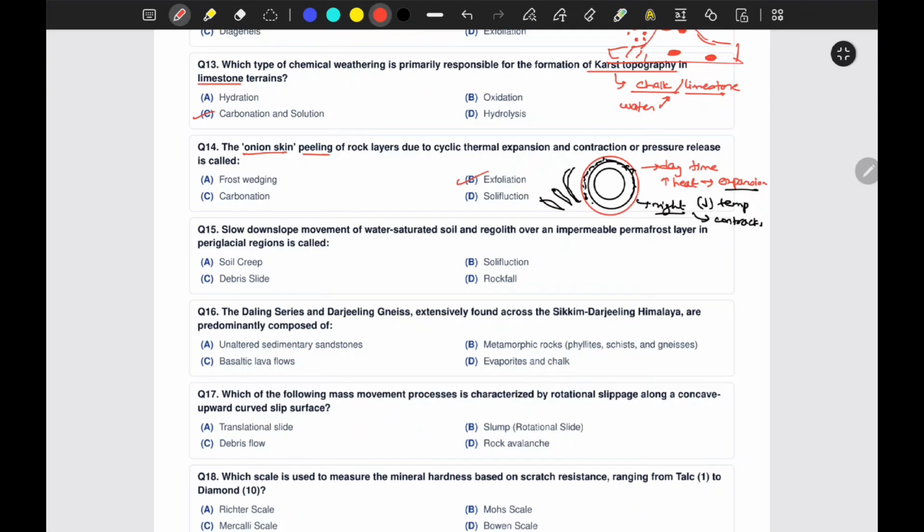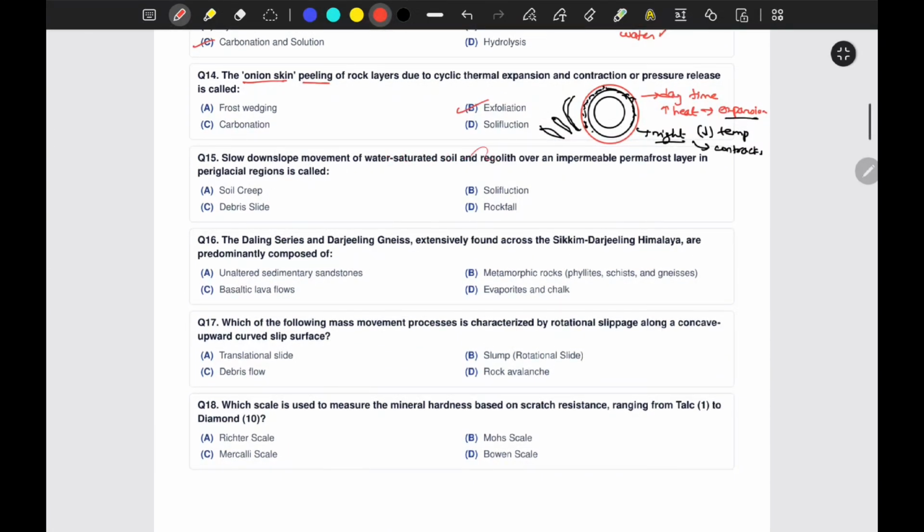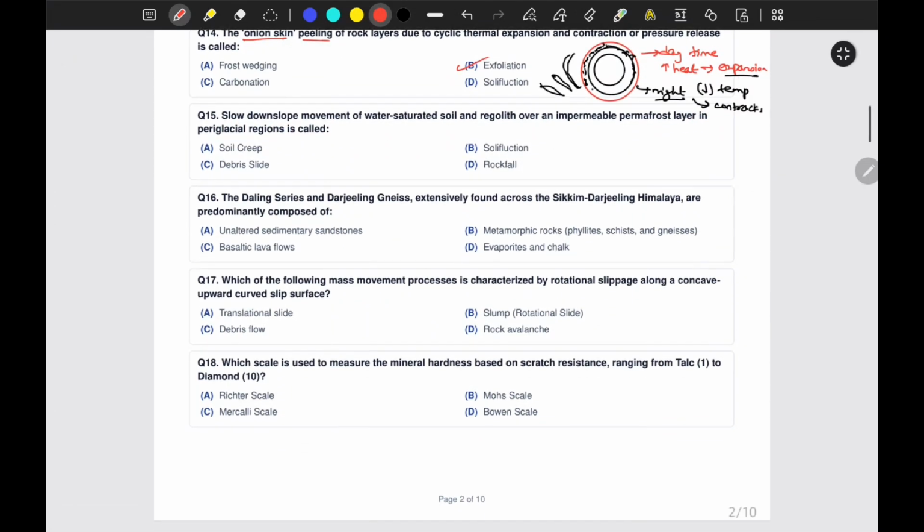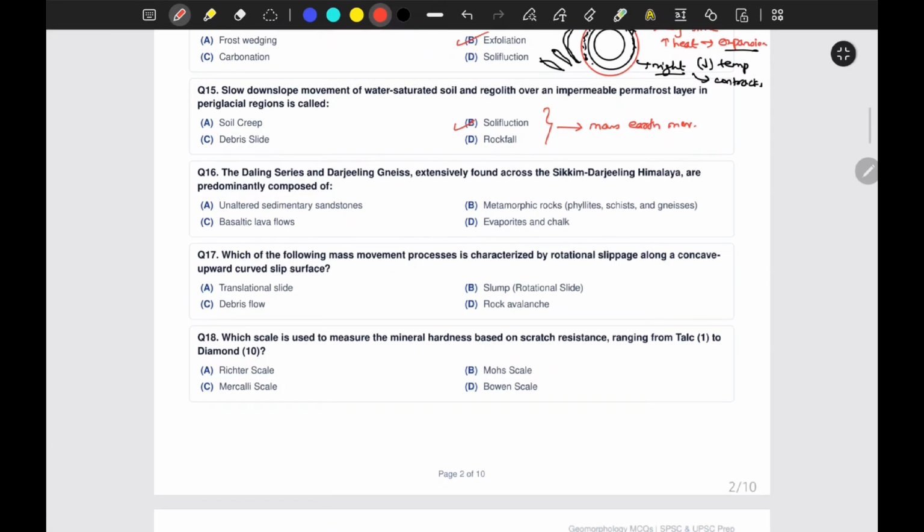Question number 15. Slow downslope movement of water saturated soil and regolith over an impermeable permafrost layer in periglacial region is called soil creep, debris slide, solifluction, or rock fall. The correct answer is solifluction. See, these all are types of mass earth movements.